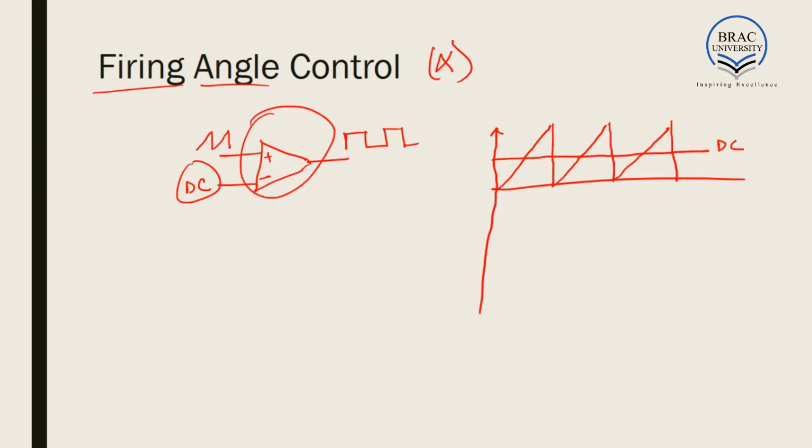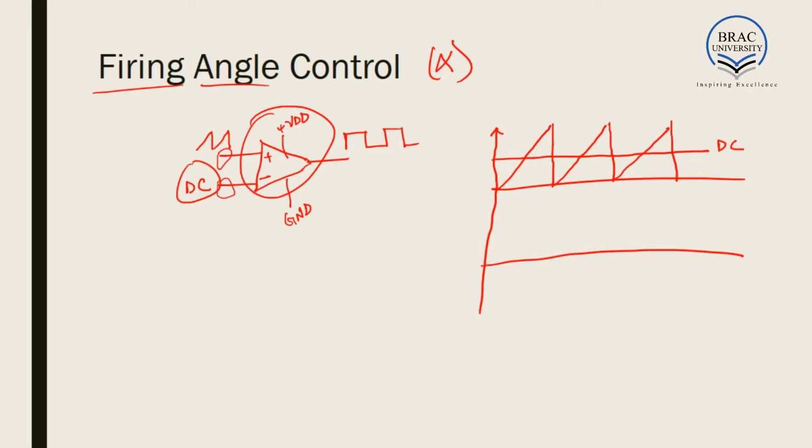Now we know what an op-amp does. Op-amp compares the two inputs and gives the output. Since this op-amp does not contain any feedback, it is an open loop op-amp. What an open loop op-amp does is, when the input at the positive terminal is more than the input at the negative terminal, it gives a positive saturation value or the plus VDD value, and when the input at positive is less than the input at the negative terminal, it gives a negative value. Or here, if we connect it to ground, it will give 0.